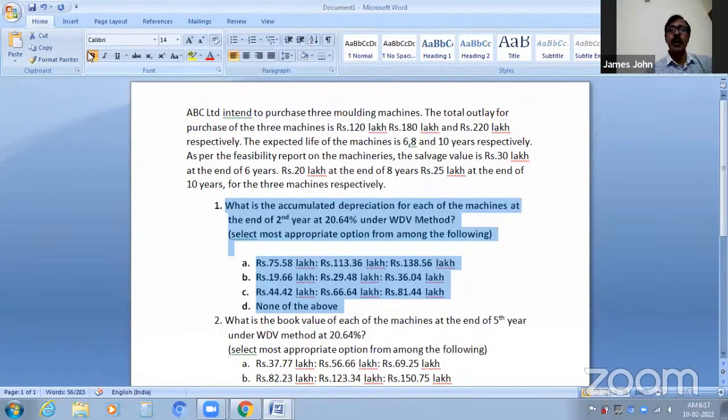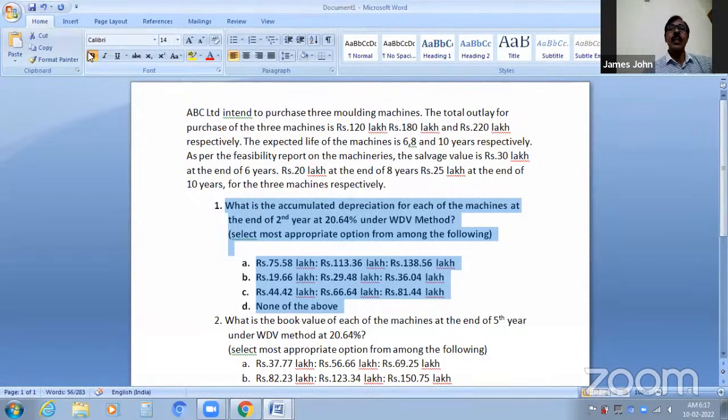What is A? The cumulative amount. Cumulative amount means principal plus interest. P is the principal amount, R the rate of interest, and n the number of years. The same formula you can apply for computing depreciation under the written down value method.